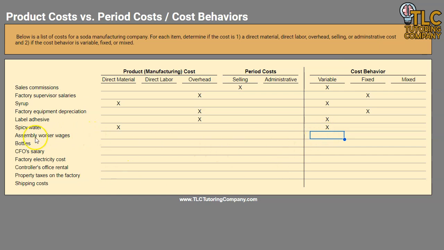That'd be variable. Assembly worker wages. We know that's not a direct material. So let's decide, is it direct labor or is it indirect labor? The assembly workers, definitely product. We know that. Now, are they the ones who are directly manufacturing the good? And yes, they are. We have our first direct labor here. Good. Now, an example of an indirect labor would be our factory supervisor. That would be considered indirect labor.